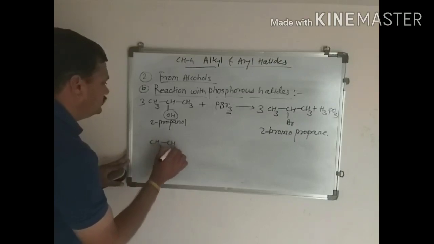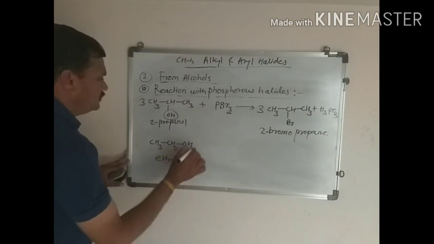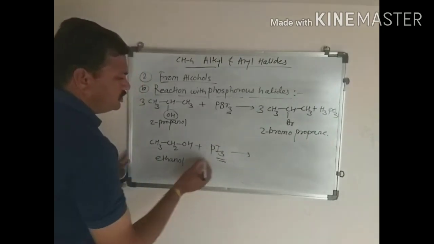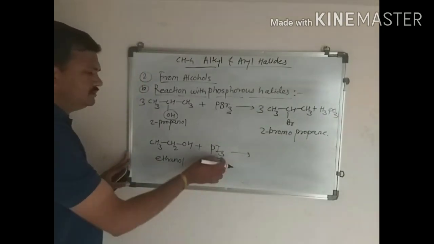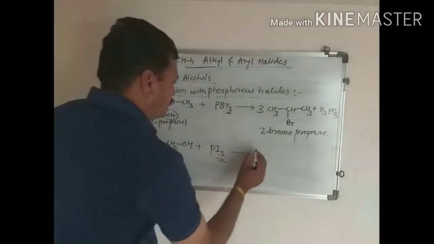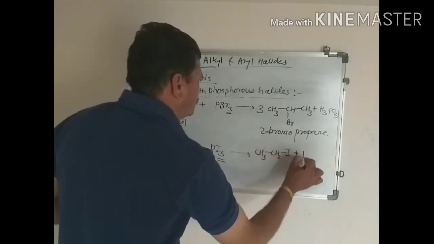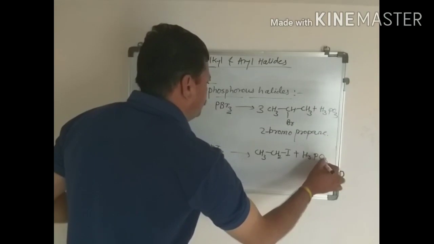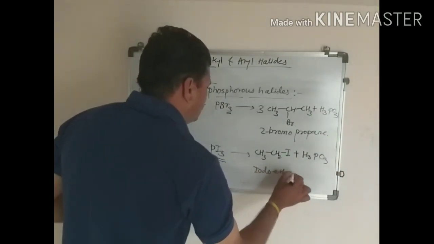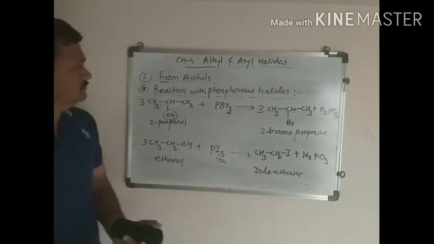The same reaction is given by PI3, phosphorus triiodide. CH3 CH2OH, ethanol, on reaction with PI3, the same 3 iodine atoms. Therefore, it is capable of reacting with 3 alcohol molecules. We get the product CH3 CH2I plus H3PO3. Iodoethane is the product. These are very simple reactions.